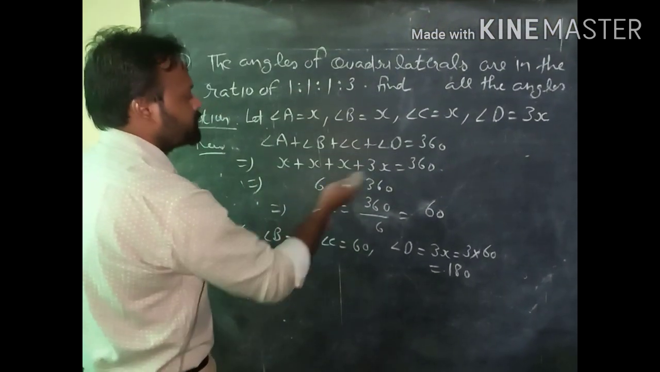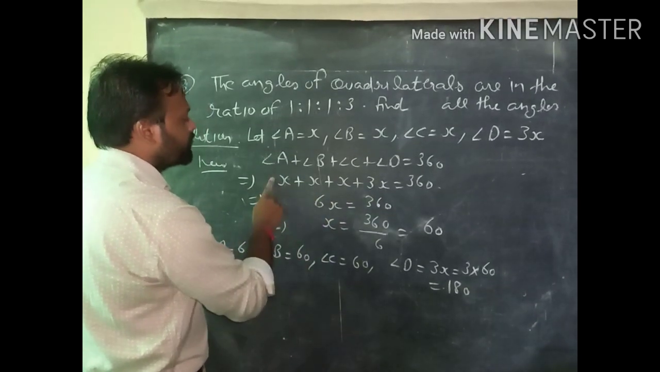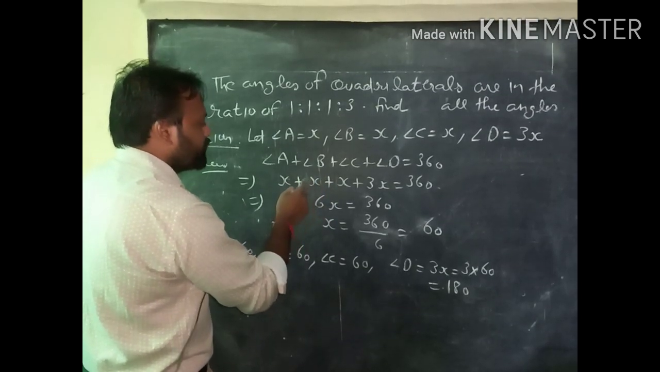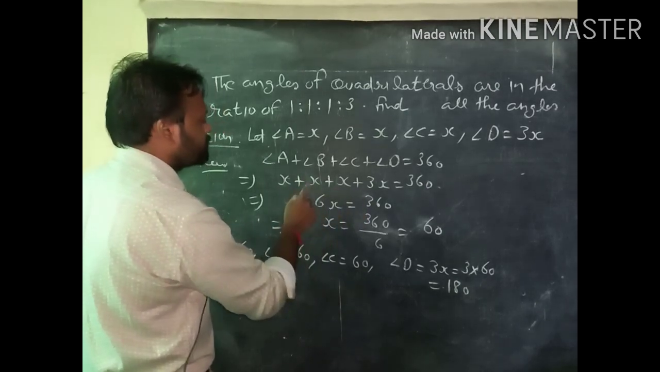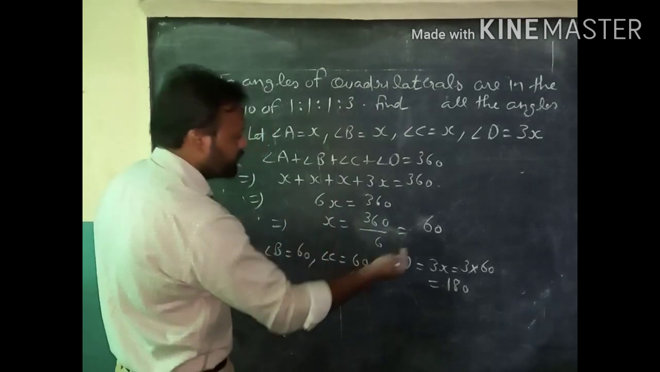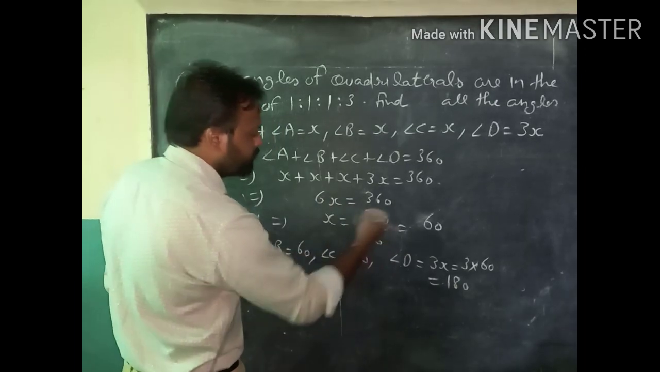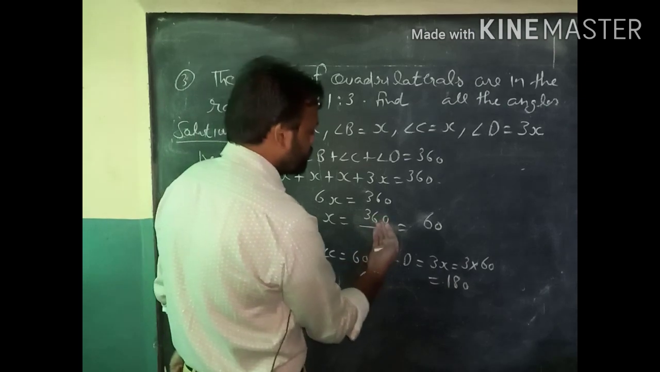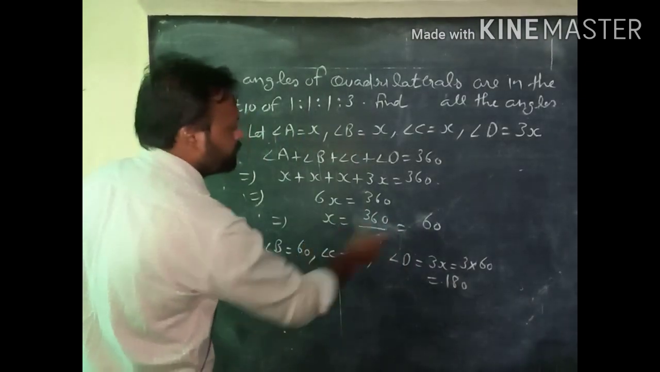Now add all these terms: 3 plus 1 is 4, 4 plus 1 is 5, 5 plus 1 is 6. Of course when there is no value with the variable, it means it is already understood that there is a 1. So 6x is equal to 360. Now take this 6 to the other side, and it will become 360 over 6. After dividing 360 by 6 we get 60. So it means we found the value of x is 60.